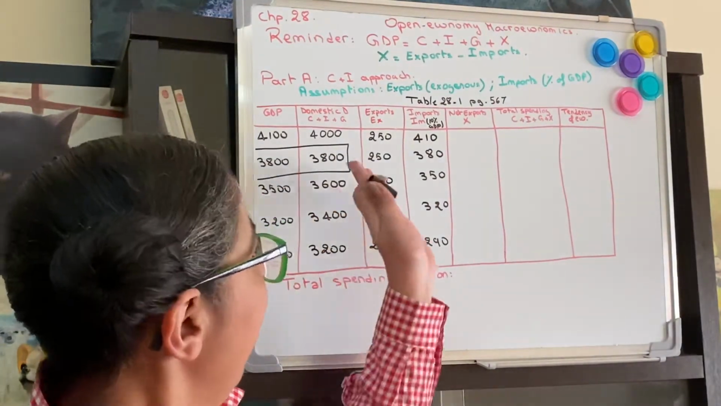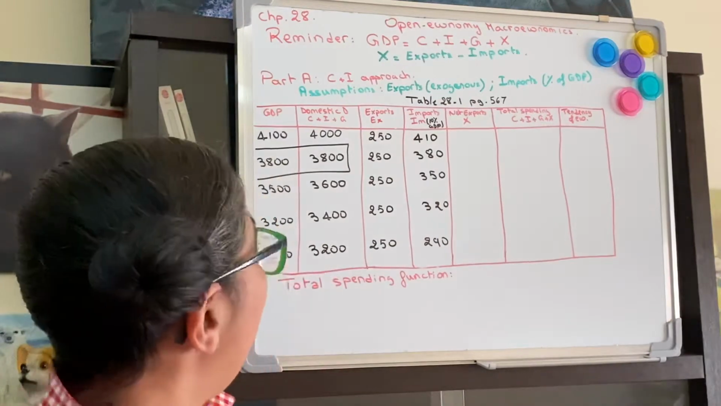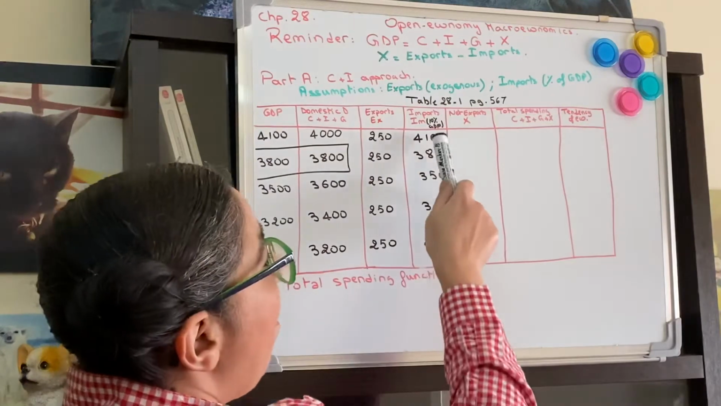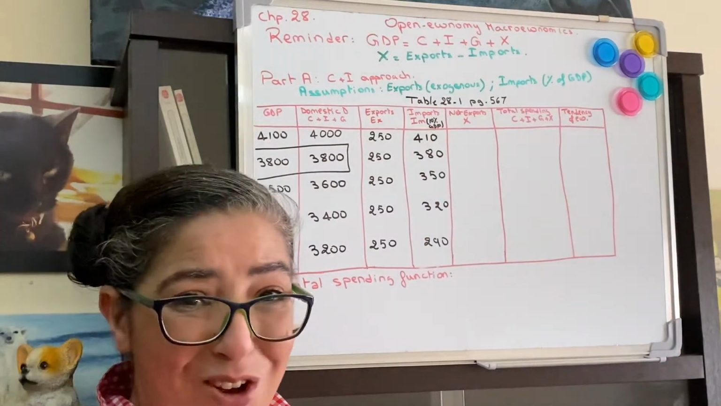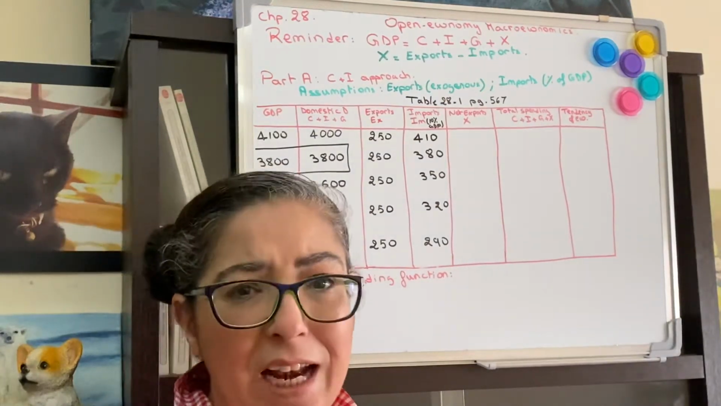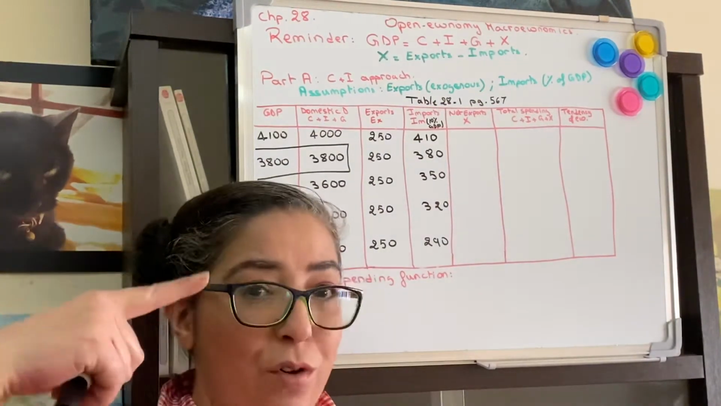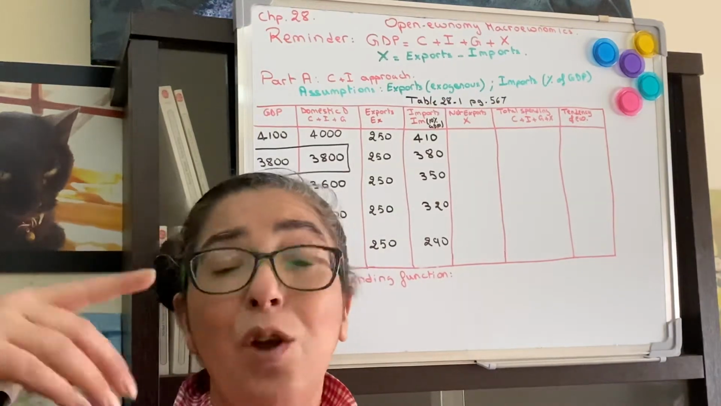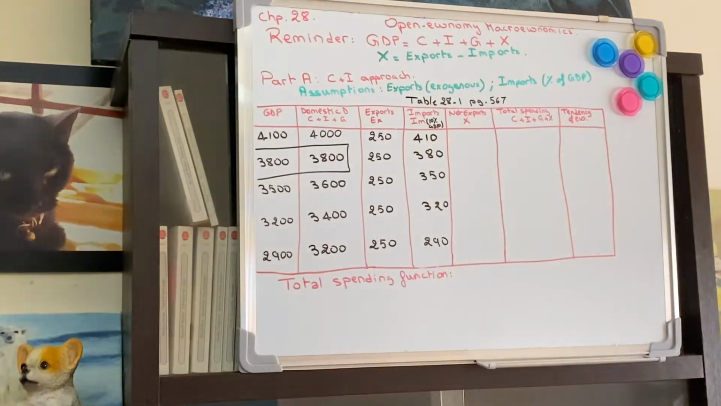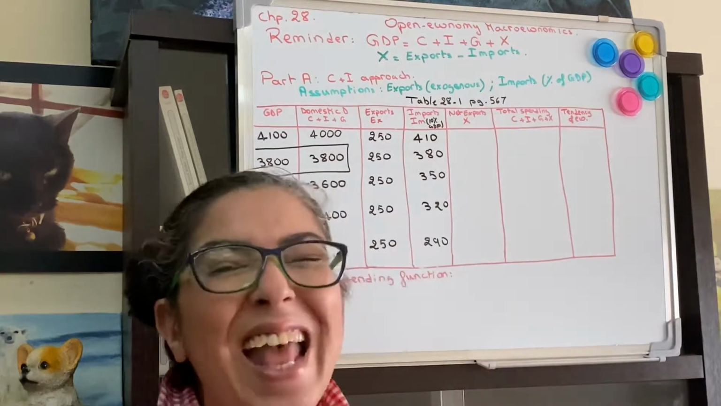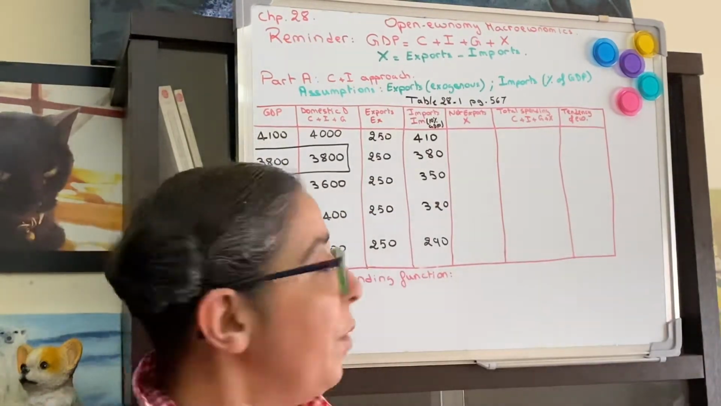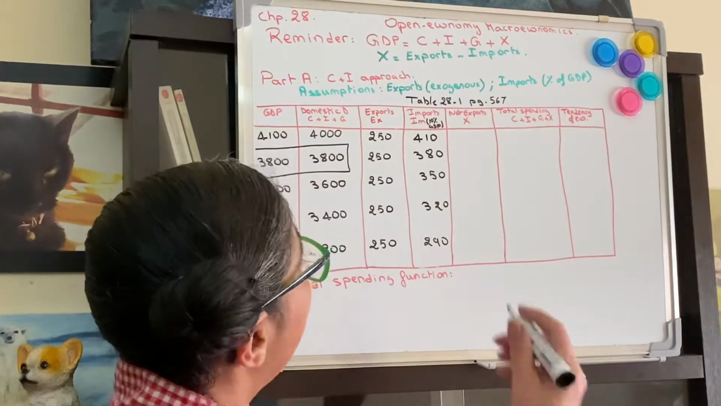Okay. Now let's move back to the open economy. We're going to calculate our net exports. It's going to be 250 minus 410. Okay? Exports minus imports. Can it be negative? Yes, of course. When you have negative net exports, you have a net export deficit. It's when you import more than you export. So here it's going to be, I think, negative 160.